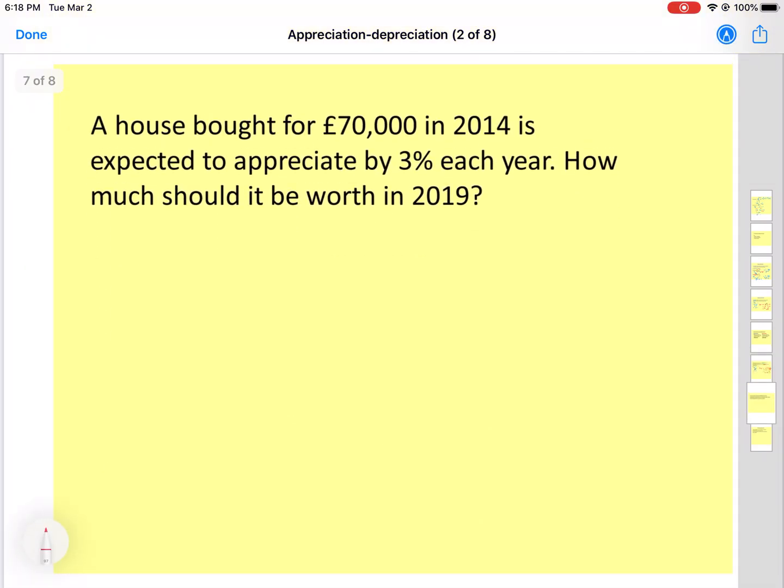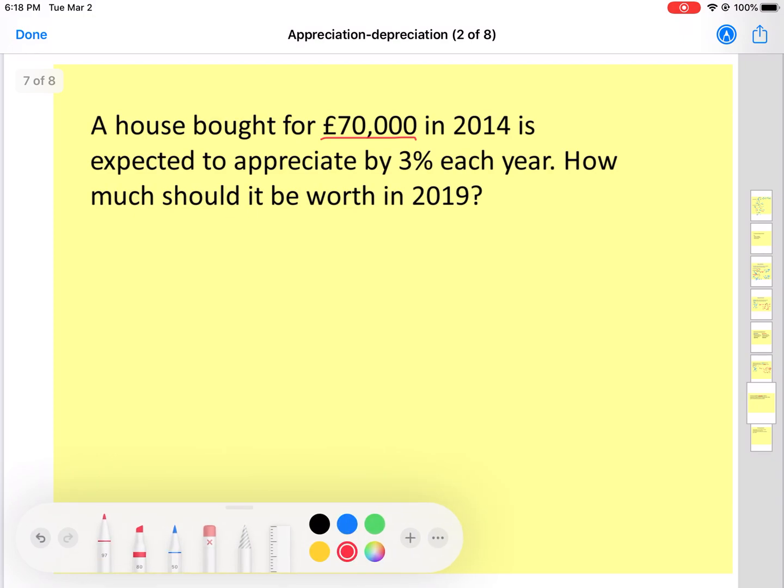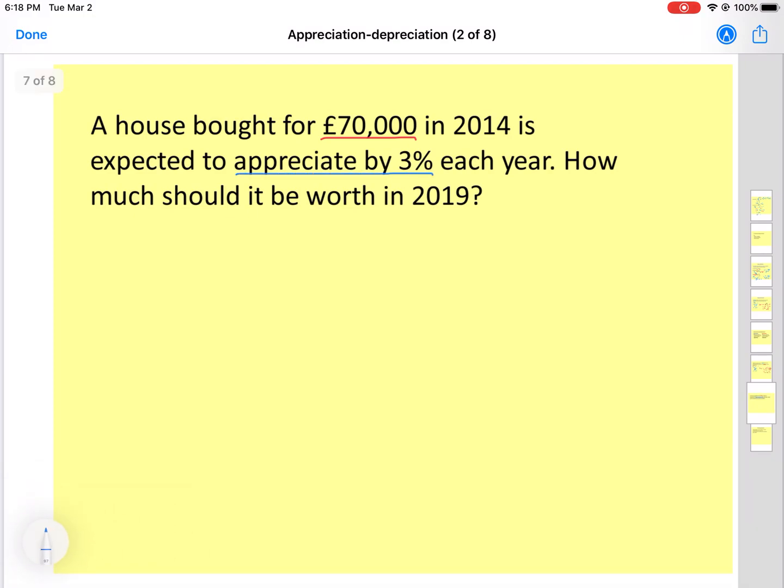So next question then, we are looking at a house bought for £70,000, so that's our original. We are told that the house appreciates by 3% each year. How much should it be worth in 2019? To find our number of years, 2014 to 2019, that's 5 years. So our power is going to be the power of 5.